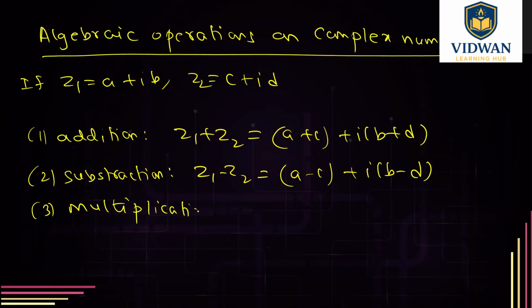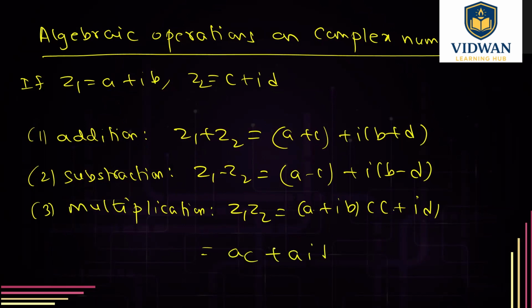Now coming to the multiplication of complex numbers, suppose you want to find Z1 into Z2, then this is a plus ib multiplied with c plus id. We just multiply like normal real numbers, group the real parts together, imaginary parts together, and write the result. So we'll multiply a with c, so ac, then a with id, aid, and i with bc, so ibc, then ib with id will give i square bd.